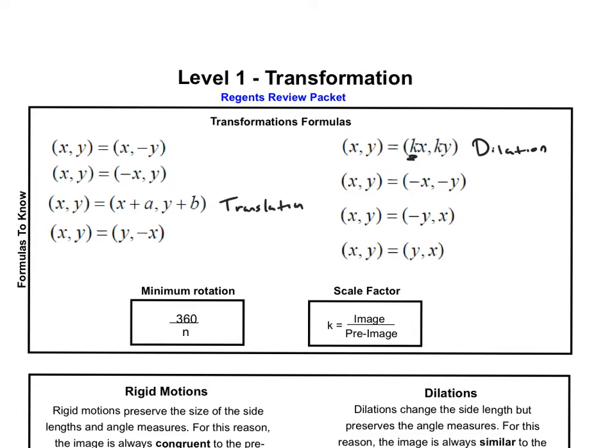This will tell you which ones are reflections, over which axis, the rotations are over of how many degrees. You also have your minimum rotation formula. Remember, that's if you have a figure and you want to rotate it to look exactly the same, this formula will get you there, and then you have the formula to find the scale factor.